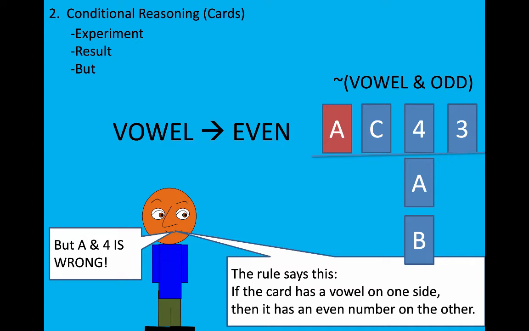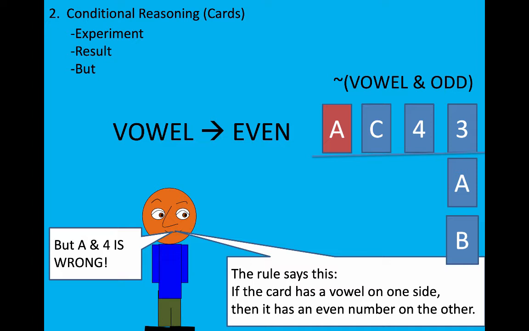What if there's a B on the other side? Is that a pairing of vowel with odd? Well, no, it's not. 4 is an even number, B is a consonant, but that's not a pairing of vowel with odd. So regardless of what's on the other side, you don't have a pairing of vowel with odd. So regardless of what's on the other side, you haven't violated the rule, if vowel then even. So you don't need to turn over card 4 because it doesn't matter what's on the other side. It can't violate the rule. What about 3?